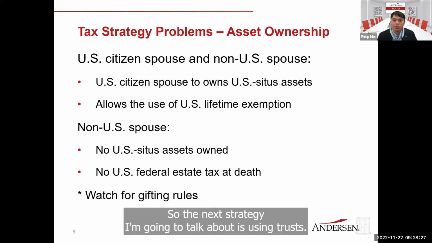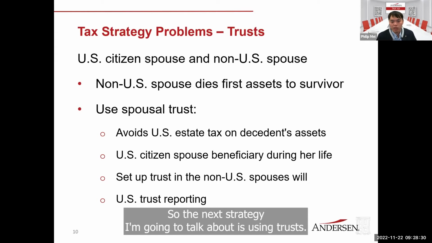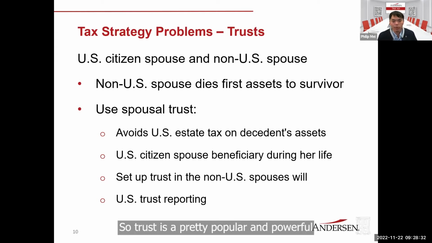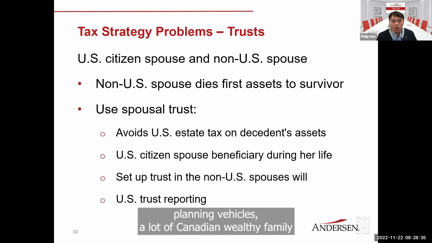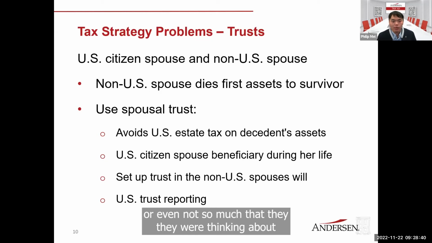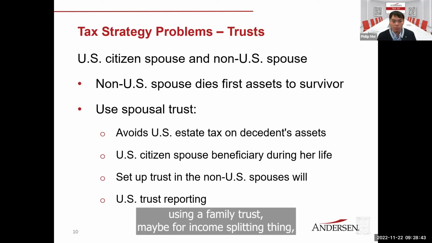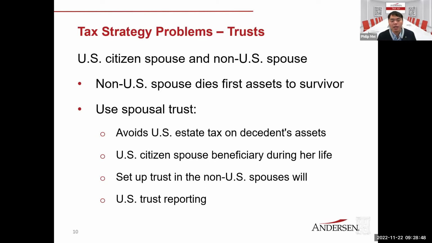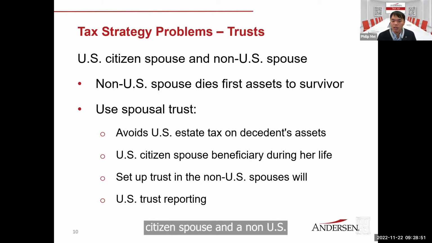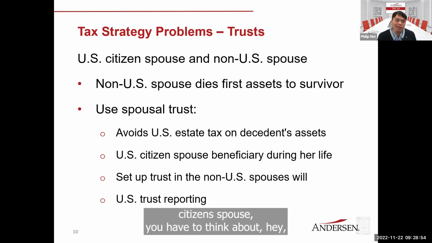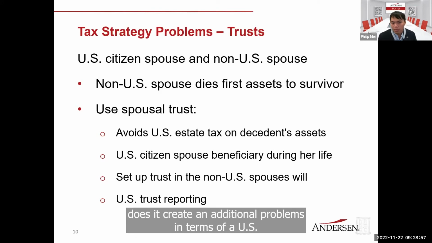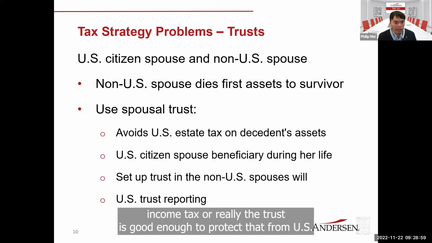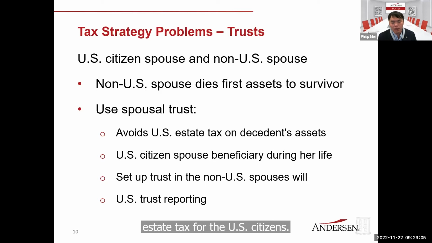So the next strategy I'm going to talk about is using trusts. Trusts are pretty popular and powerful planning vehicles. A lot of Canadian wealthy families, or even not so wealthy, think about using a family trust, maybe for income splitting, avoiding probate, and various other reasons. Whenever you have a US citizen spouse and a non-US citizen spouse, you have to think about whether it creates additional problems in terms of US income tax, or whether the trust is good enough to protect from US estate tax for the US citizen.